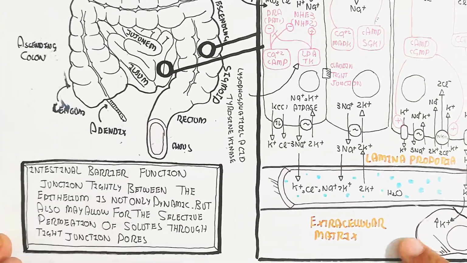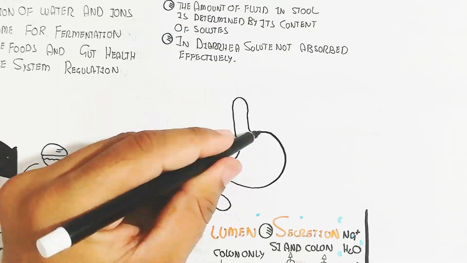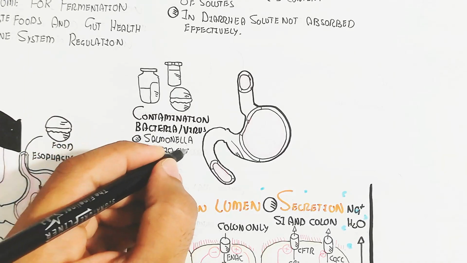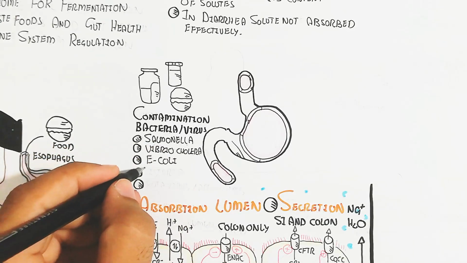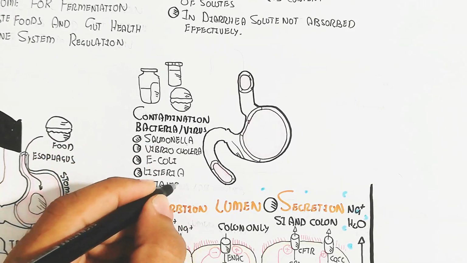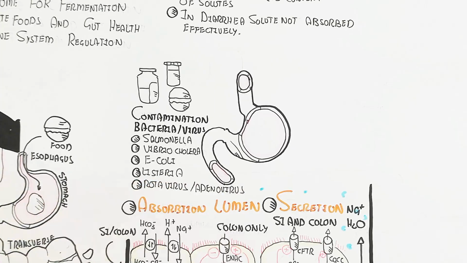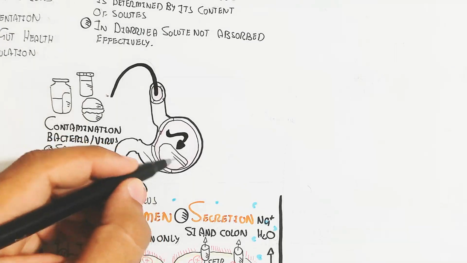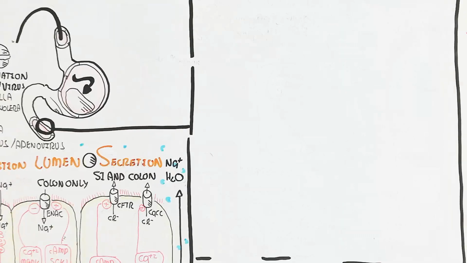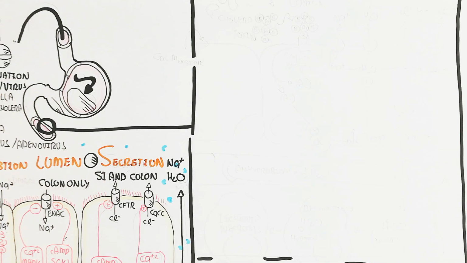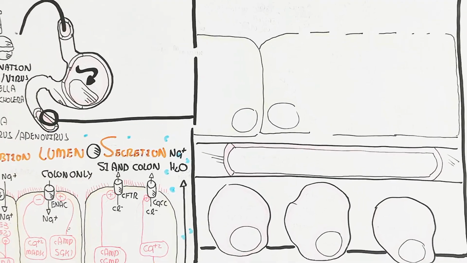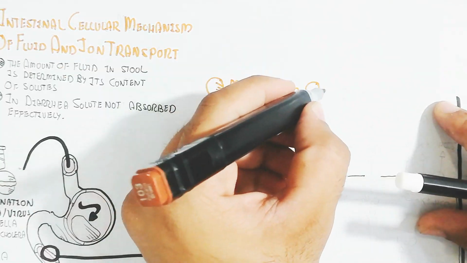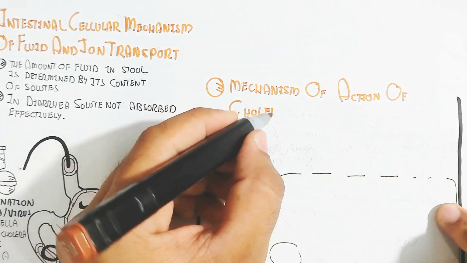So now we will understand about the mechanism of action of cholera toxin. So how can it work? Contamination like bacteria and viruses like Salmonella, Vibrio cholerae, E. coli, Listeria, rotavirus and adenovirus will lead to infection of this epithelium, the enterocytes. This is the bigger picture of the enterocytes, and this is the mechanism of action of cholera toxin we will discuss only.